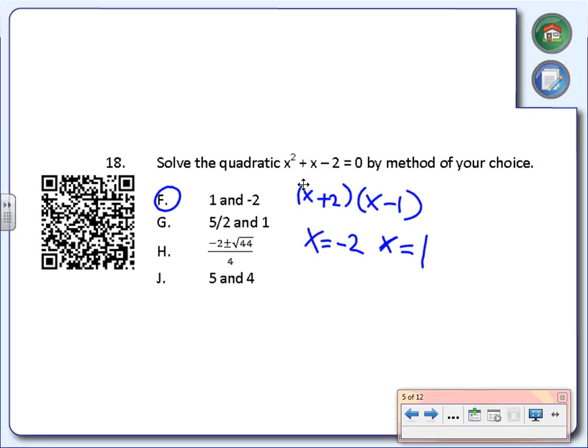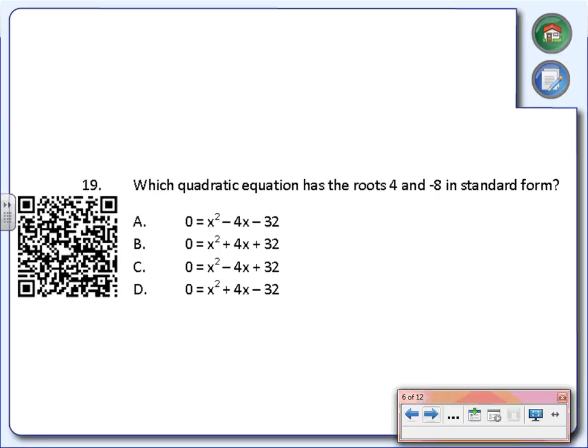All right, moving on to 19. Next, there's another easy one. That should be fairly easy. 19, which quadratic equation has the roots 4 and negative 8? Which of those choices has the roots 4 and negative 8? Very good. It's just the opposite of what we just got through doing. If we know the roots, then we should also know the factors. They're opposites of each other.